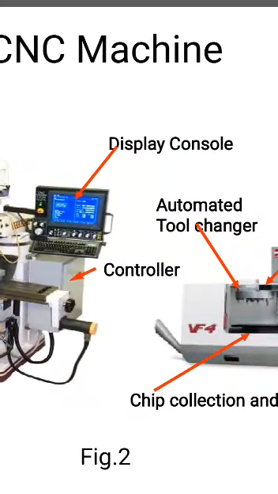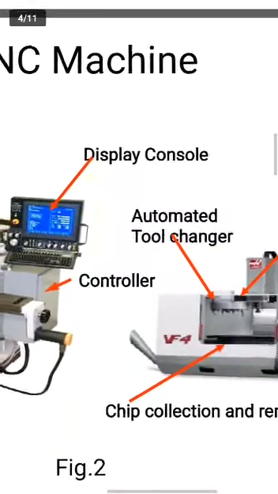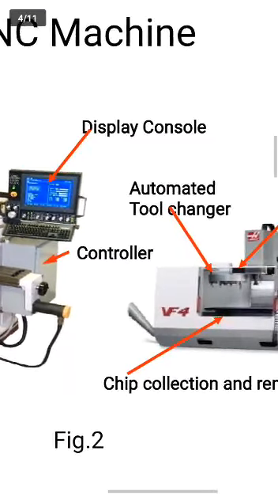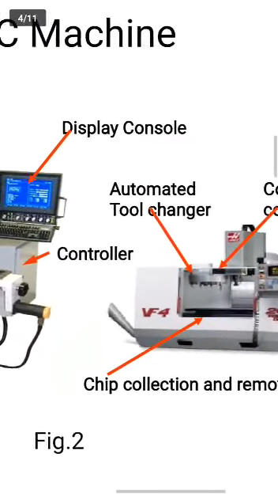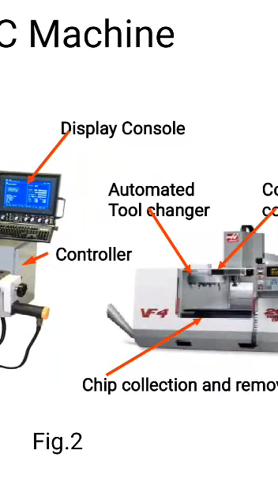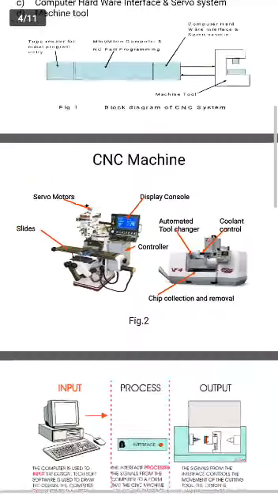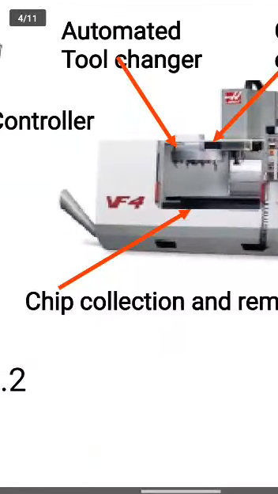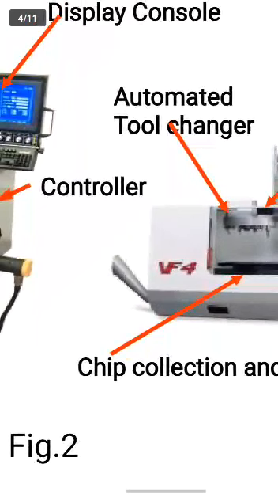What is this display control? Whatever program we have written, we can see on this display, and from there we run the machine. Next, automated tool change. Down here it will have many tools, minimum 8 tools, it can have 12, 8, like that. Round in shape, it will have tools. Each tool has its own work and is set at its own position.